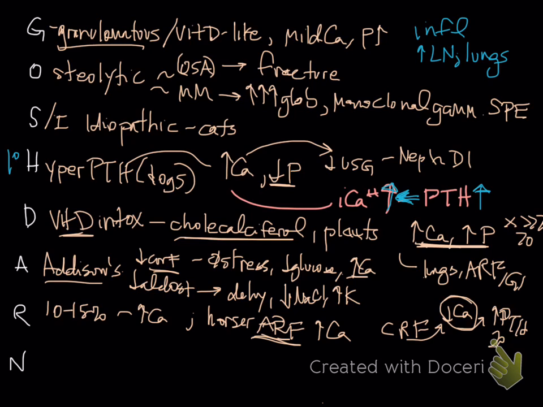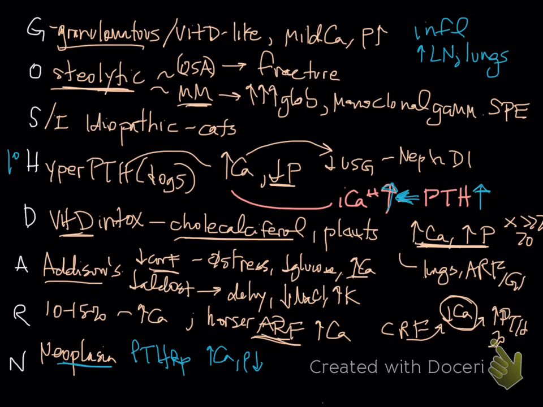hypercalcemia causes is another favorite, which is neoplasia. And this can be due to something like lytic disease that we saw with multiple myeloma, or it can be due to something called PTHrP. And PTHrP stands for parathyroid hormone related protein or related peptide. Excuse me, not hormone, related peptide. And so it's going to work how parathyroid does. It's going to increase calcium and it will often decrease phosphorus.